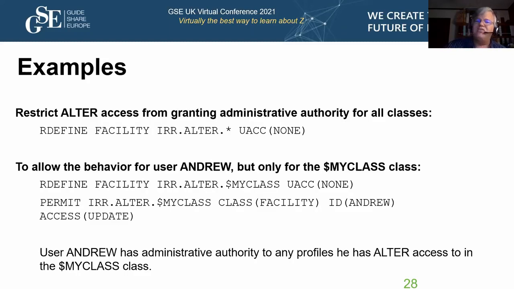We would simply define a profile of the name irr.alter.$my class, and give it a UAC of none. So right at this point, things are pretty much the same as if we had that other profile right above it defined. But now I can permit to irr.alter.$my class in the class facility the user ID Andrew and give him update authority. And now his alter authority to discrete profiles in the $my class is preserved. You of course have to do a SETROPTS RACLIST REFRESH after this, something that I often do forget, but you're smarter than me and you probably don't.